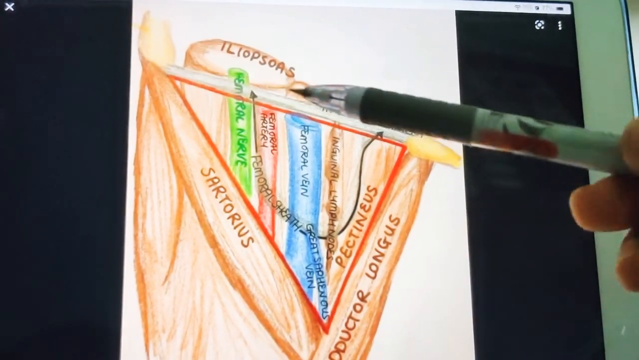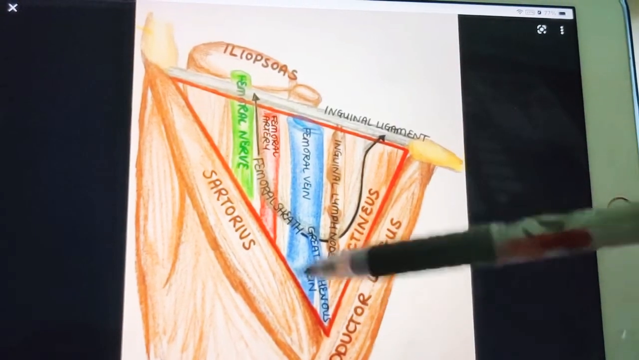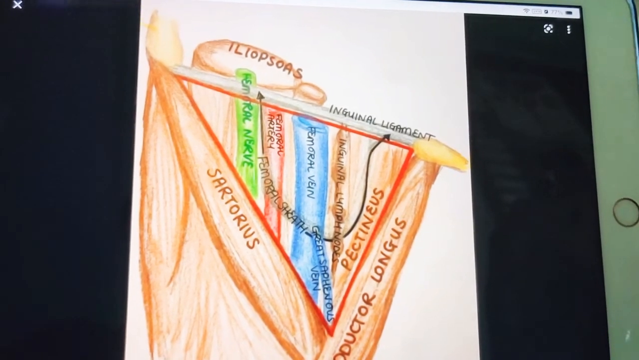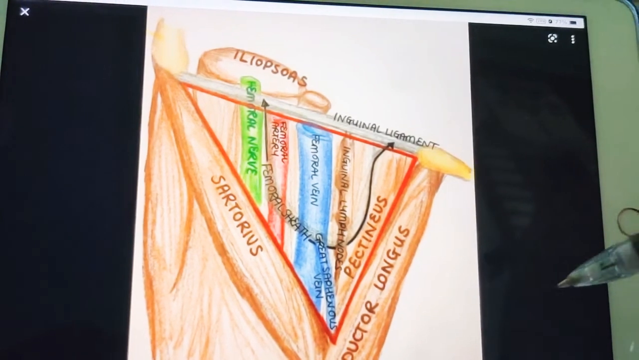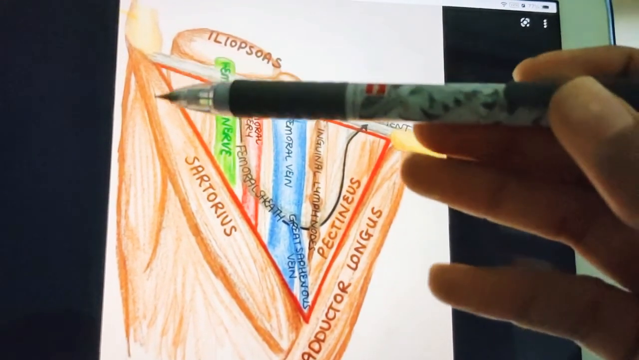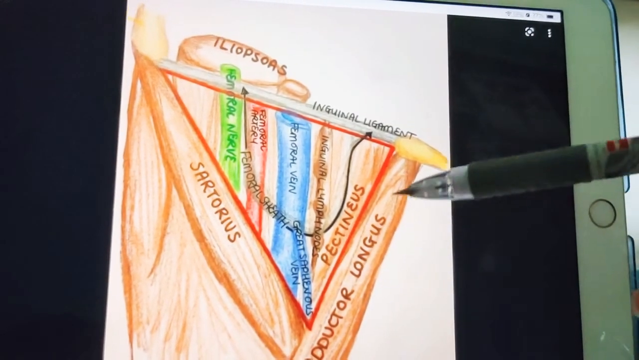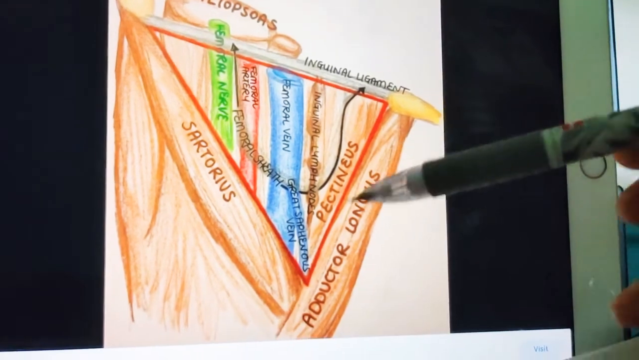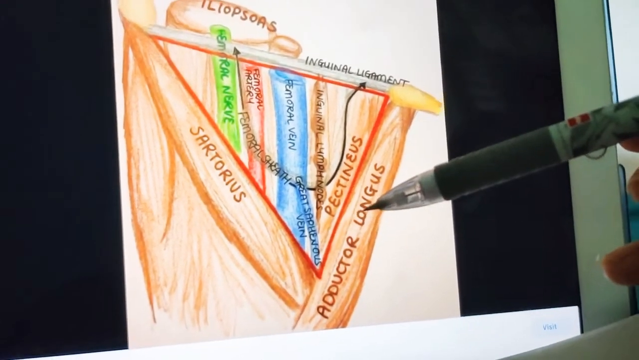So this brown colored one is the inguinal ligament. So just below the inguinal ligament you can see a triangular area which is the femoral triangle. So let us observe the boundaries of the femoral triangle. If you see, laterally it is bounded by the medial border of sartorius muscle, and medially by the medial border of adductor longus, right?